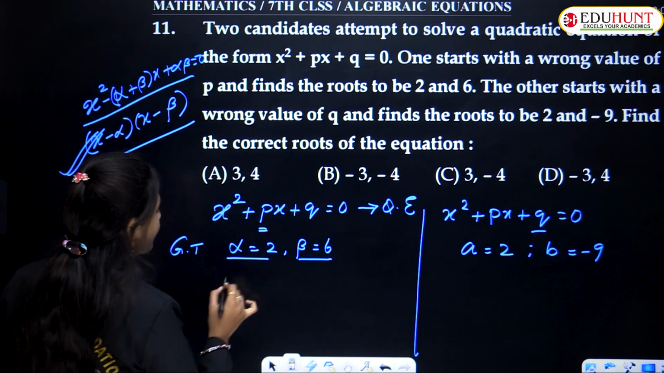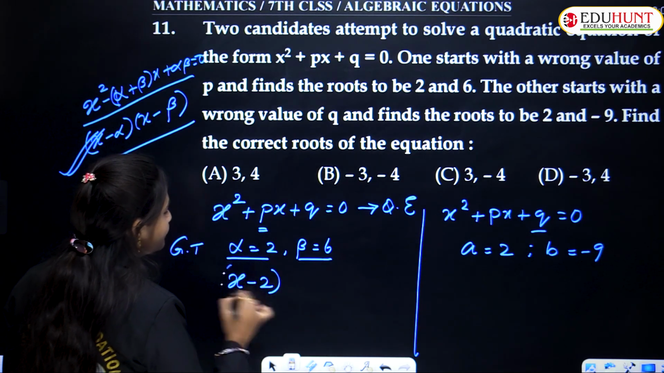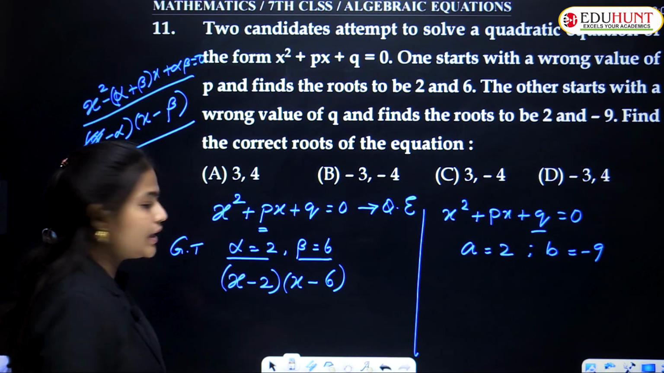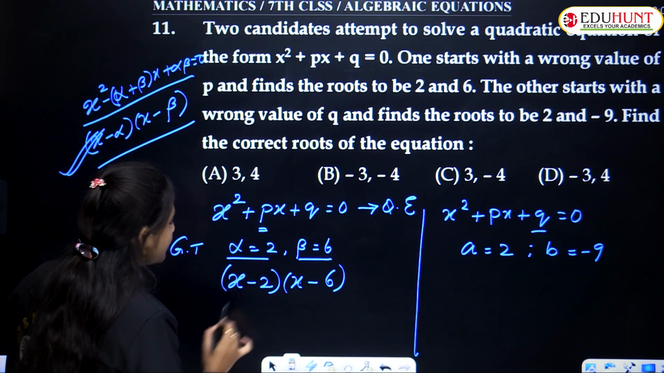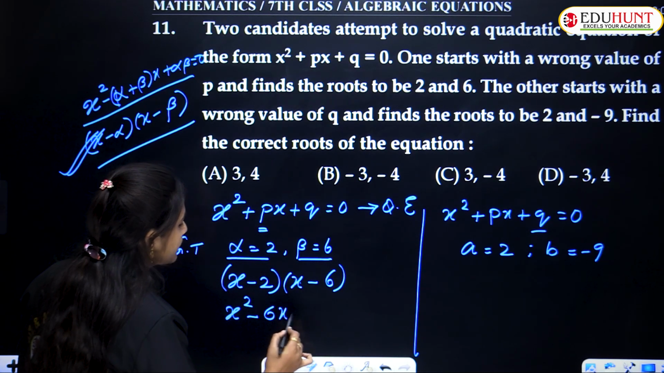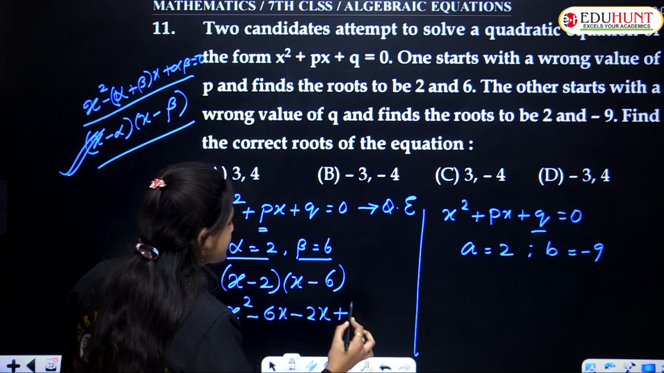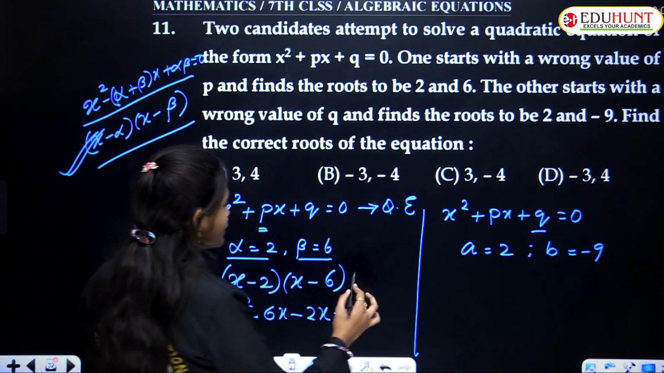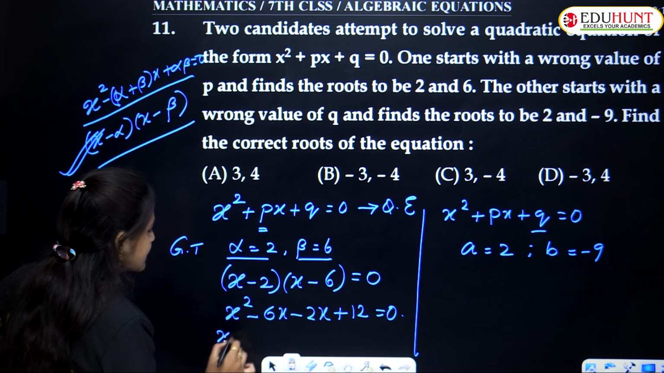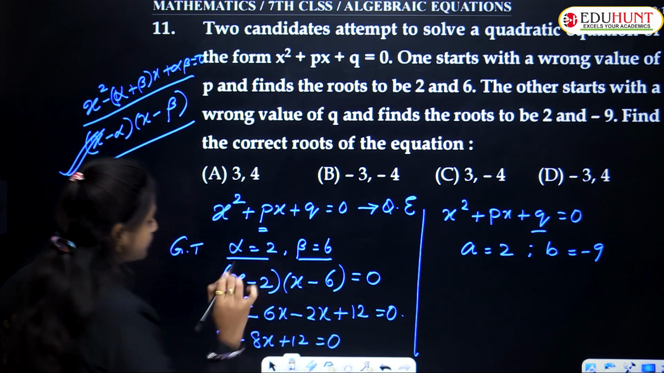So this one I want to write as x minus alpha, where alpha is equal to 2, and here x minus beta, where beta is equal to 6. Now simplify it. x into x is x square, minus 6 into x is 6x, minus 2 into x is minus 2x, minus into minus is plus 12, which is equal to 0. Simplified: x square minus 8x plus 12 is equal to 0.